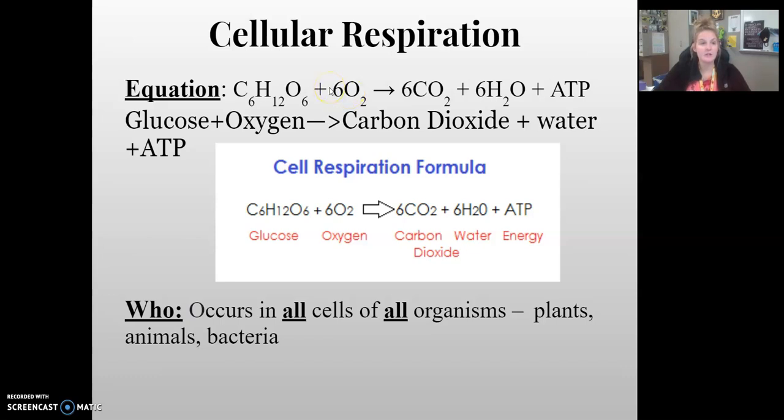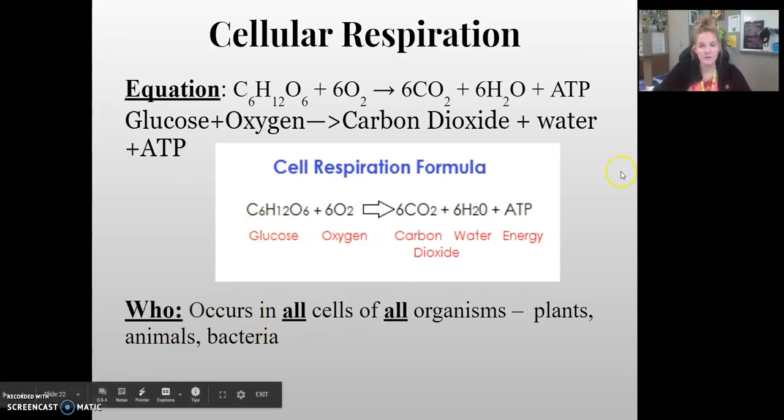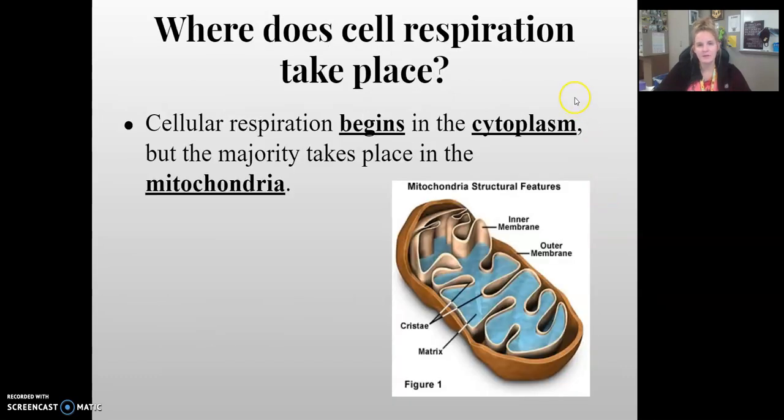Cellular respiration does the opposite effect. It starts with the glucose and the oxygen, and then it does not need light like photosynthesis. It can happen in the dark, and it creates carbon dioxide, water, and then ATP. This occurs in all cells of all organisms: plants, animals, bacteria. Any cell out there has to go through cellular respiration because any cell is going to need ATP. So all cells are going to go through this, and depending on the type of cell, it's going to depend on where this occurs. So where does it take place?